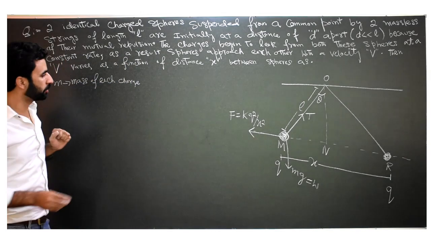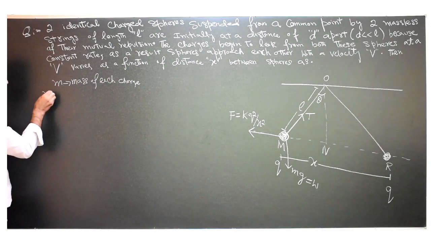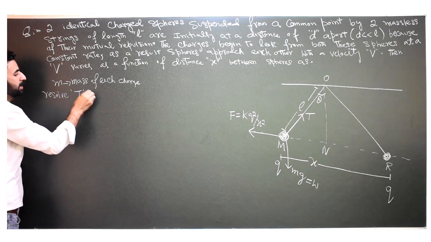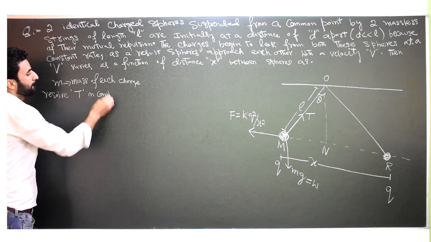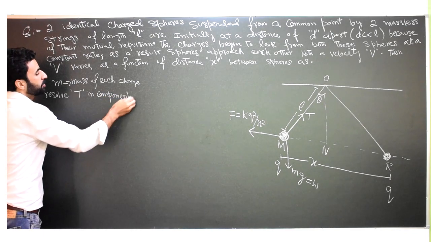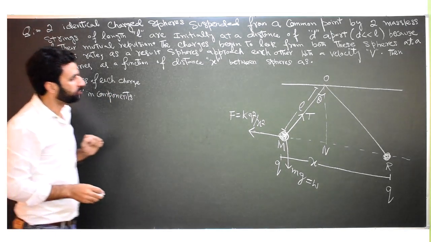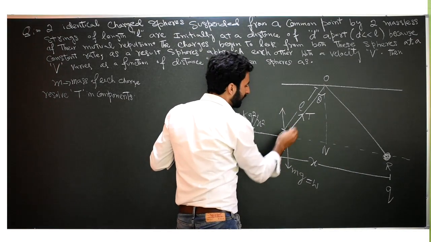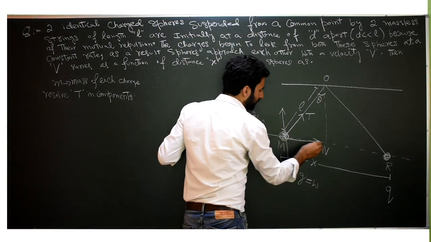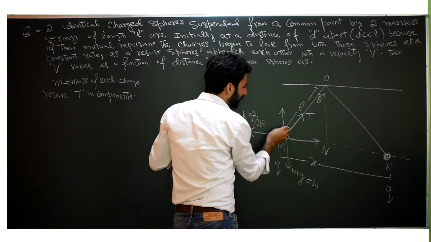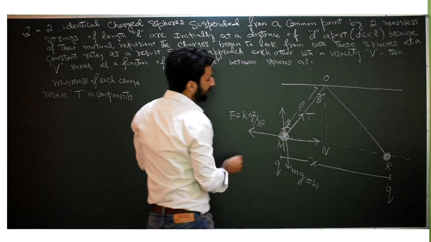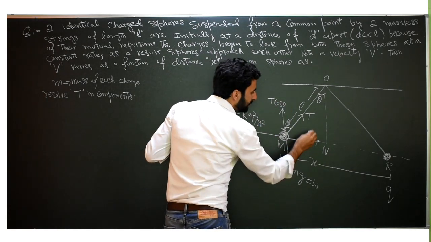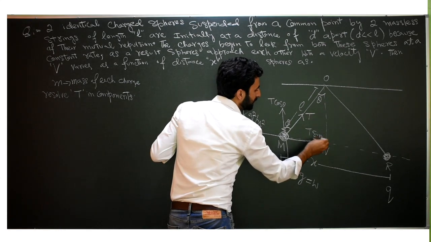Now we resolve the tension T into rectangular components. If this angle is theta, this angle will also be equal to theta, and then this component will be T cos theta, and this one will be T sin theta.